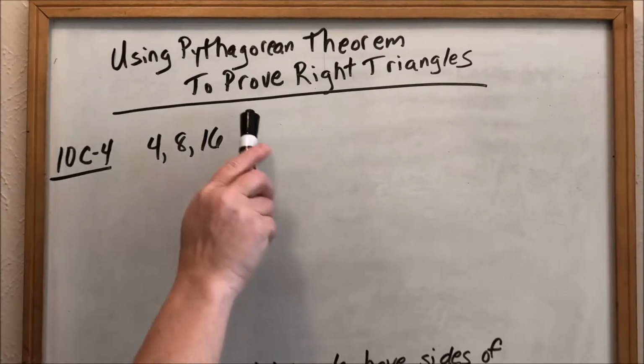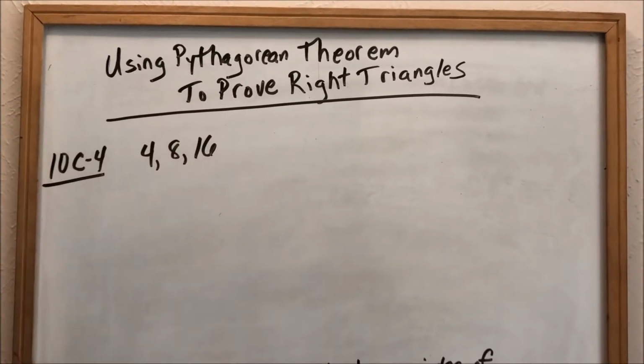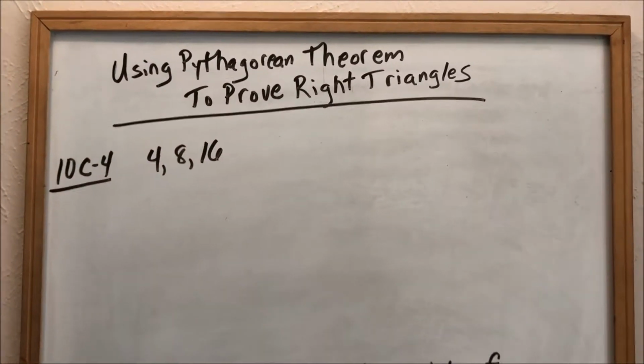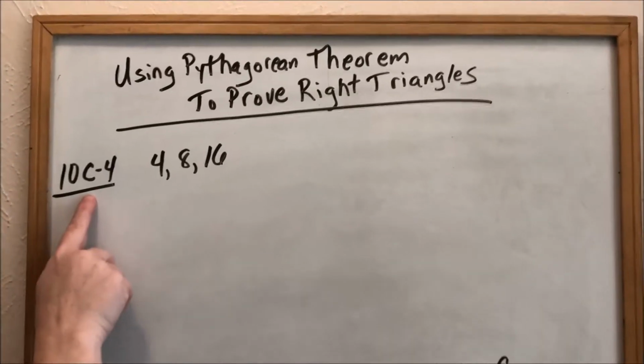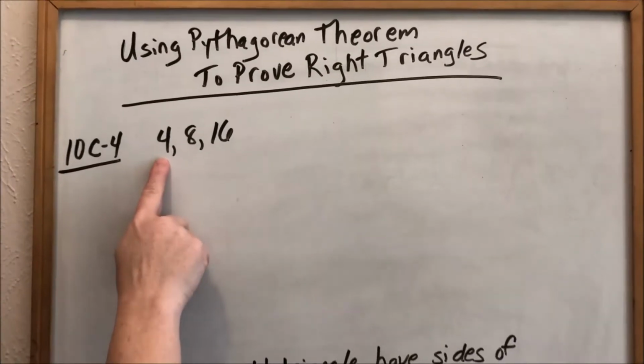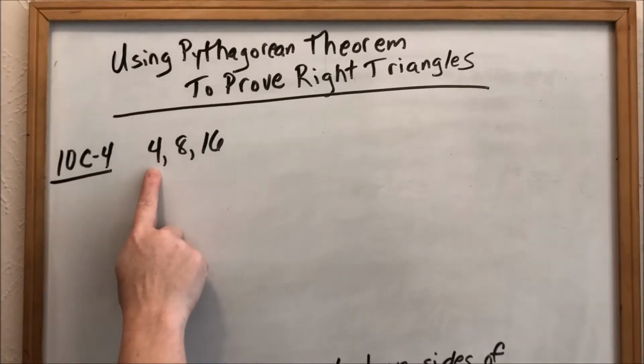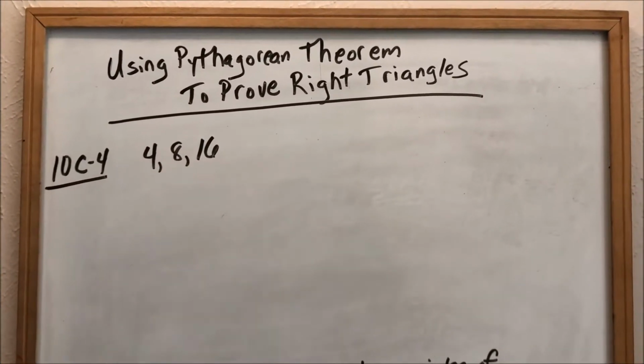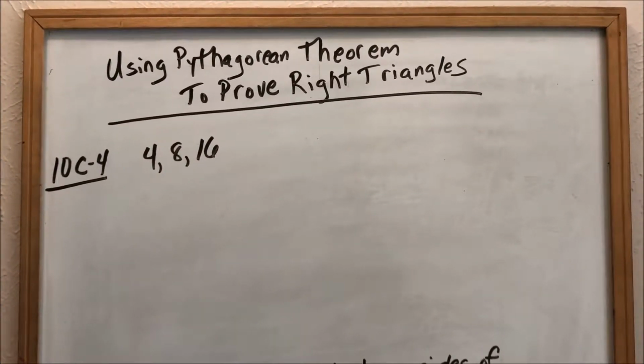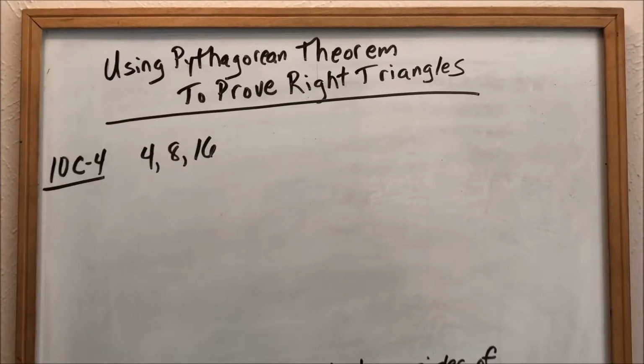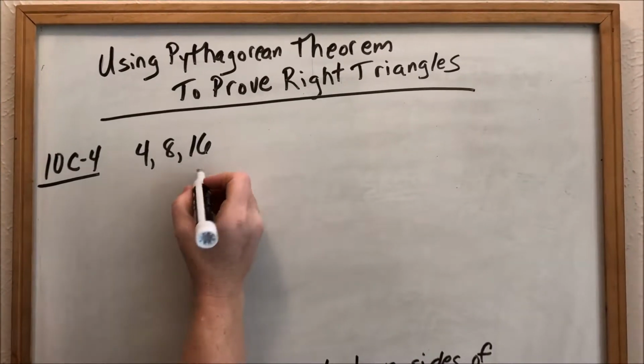Okay, now we're going to be using Pythagorean Theorem to prove right triangles. We're going to use Pythagorean Theorem to see if these are right triangles or not. Look at 10C4. It gives you 3 lengths of sides of a triangle, 4, 8, 16. We want to see, is this a right triangle or not? We can use Pythagorean Theorem to see if it's a right triangle.